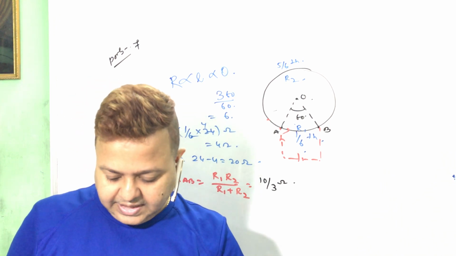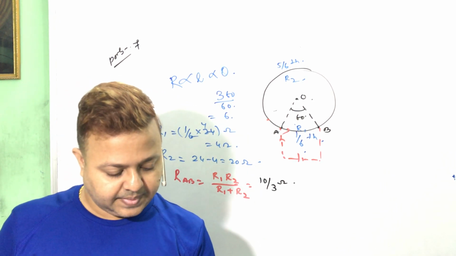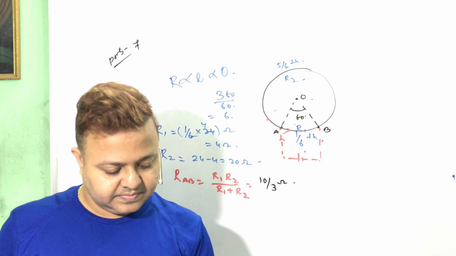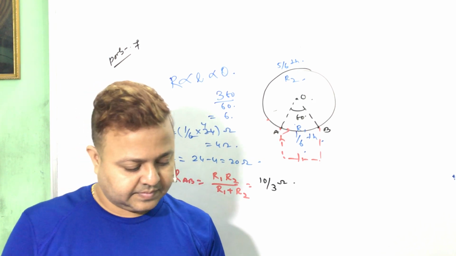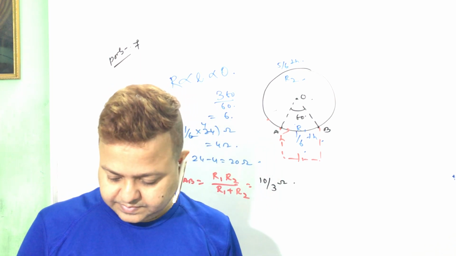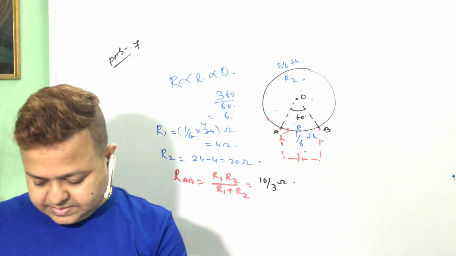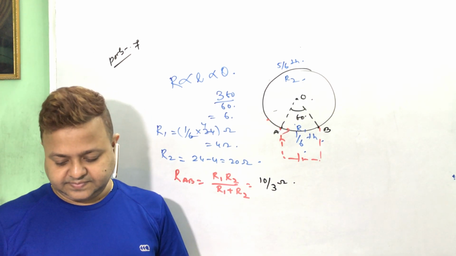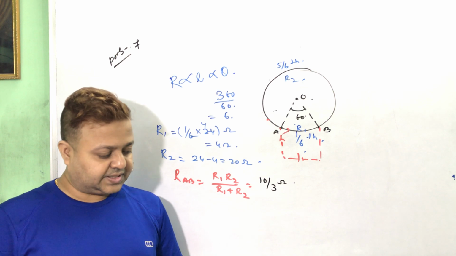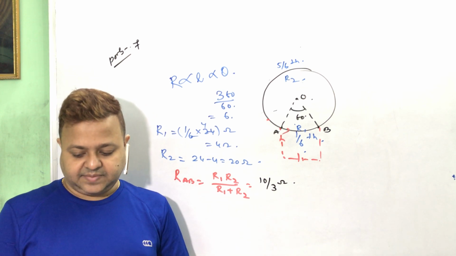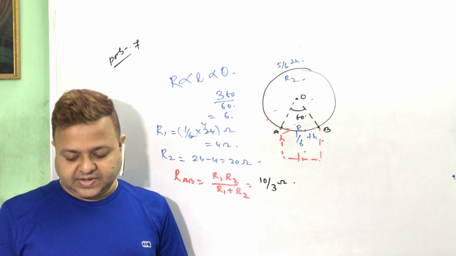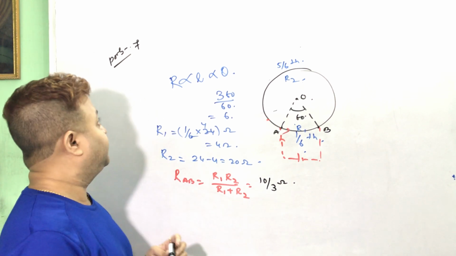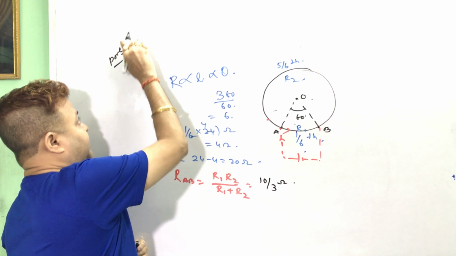Next, a letter capital A consists of a uniform wire of resistance 1 ohm per centimeter.